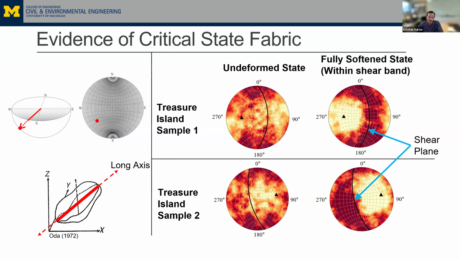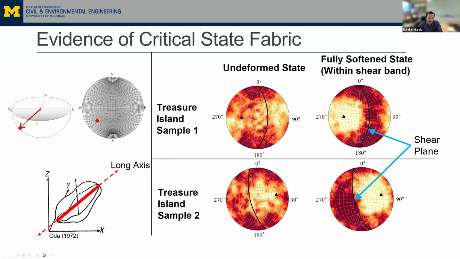And the orientation of the shear band itself is represented by an arc, as indicated, for example, here within each stereo net. And for two separate intact samples of Treasure Island Shoal that I'm just labeling as sample 1 and sample 2, the first column here represents the initial fabric in terms of grain long axis orientation.